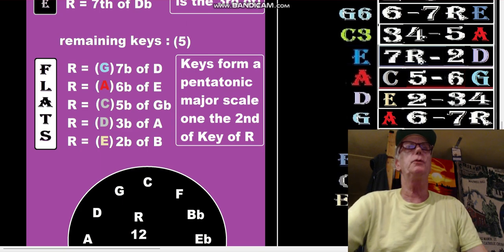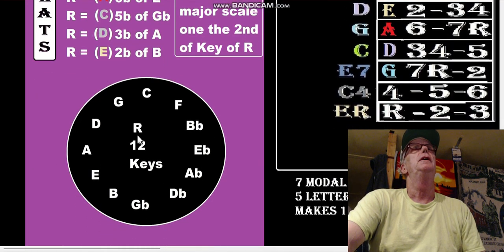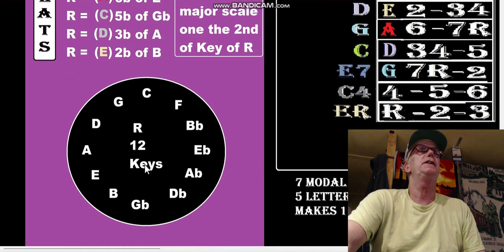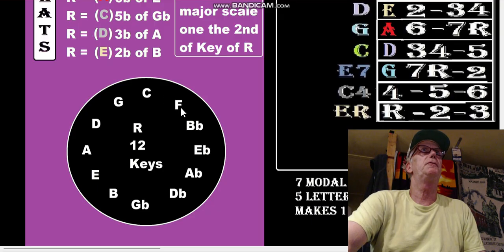Okay, so we're exploring all 12 keys. R, the 12 keys of R. If R equals C, then the fourth is F, the seventh flat is B flat, the third flat is E flat, the sixth flat is A flat, the second flat is D flat, the 5 flat is G flat. Now what is B? B is in there, it's the root flat, and all that.